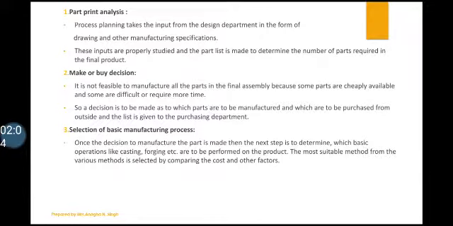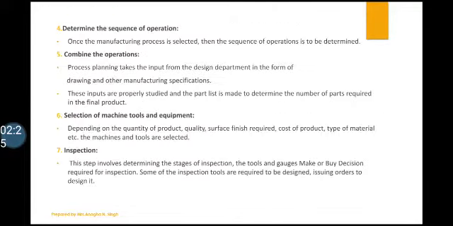Third, selection of basic manufacturing process. Once the decision to manufacture the part is made, then the next step is to determine which basic operation like casting, forging, etc. are to be performed on the product. The most suitable method from the various methods is selected by comparing the cost and other factors.